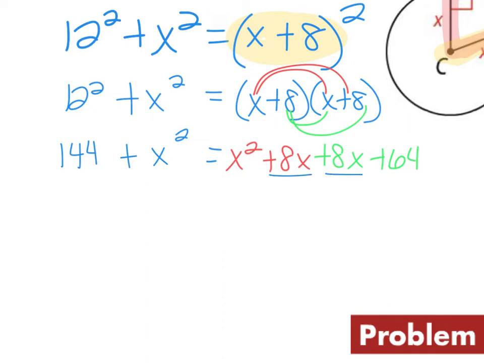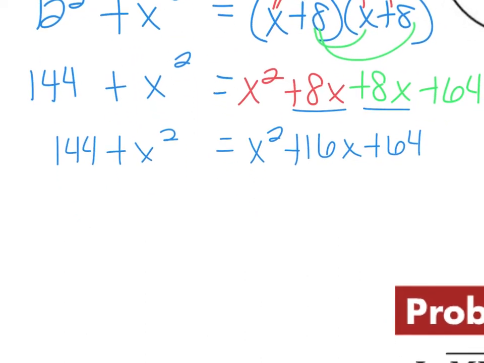Okay, now on the right side, it looks like we have some like terms we need to combine, those x's. You cannot combine x squareds with x's because they are not like terms. So we have x squared plus 16x plus 64 on the right, and then 144 plus x squared on the left. Okay, I know it's looking really crazy, but it's about to get a lot more simple.